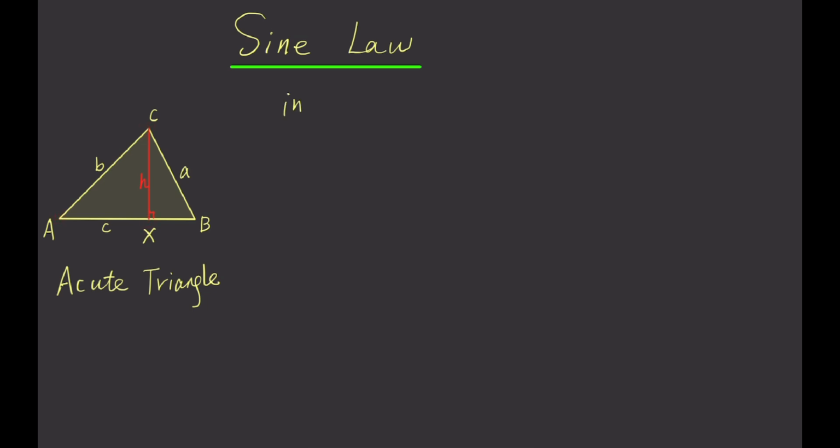So, in this triangle CAX, we know for this angle A, its sine ratio equals the opposite side, say CX, over the hypotenuse CA. So we get this one. We use H to replace CX. We use B to replace AC. Here is B, here is H. And we get this sine ratio for angle A.